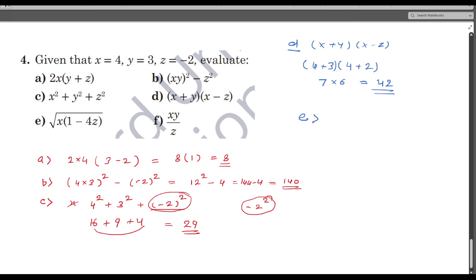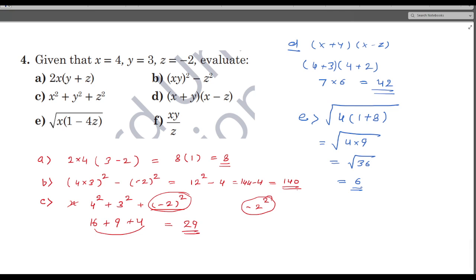E. E is the square root of x. Now x is 4, 1 minus 4 times minus 2. 4 times minus 2 is minus 8. So this minus minus will become plus. So this is the square root of 4 times 9. 4 times 9 is 36, and the square root of 36 is 6. Don't write minus 6 or plus 6. It is simply plus 6. We have plus or minus 6 for something else, so there is a difference.